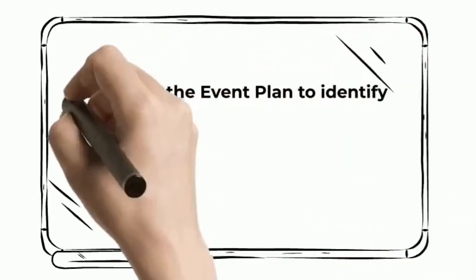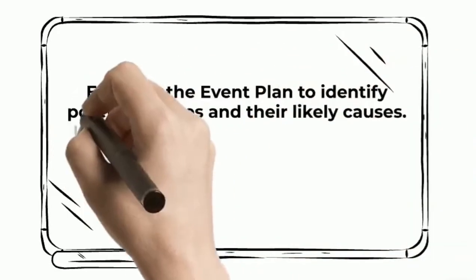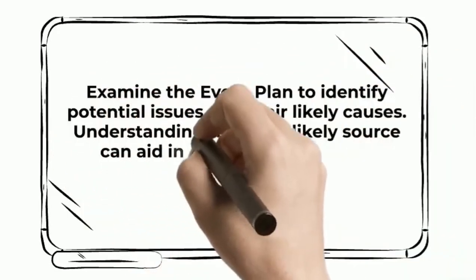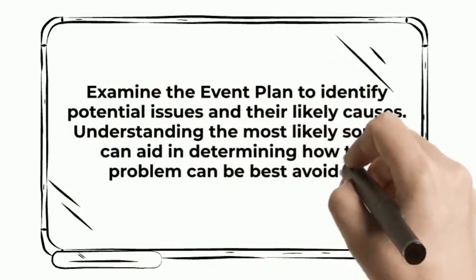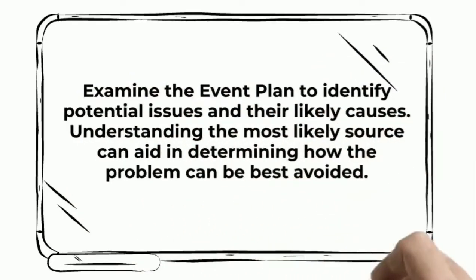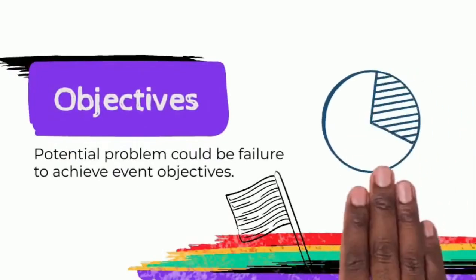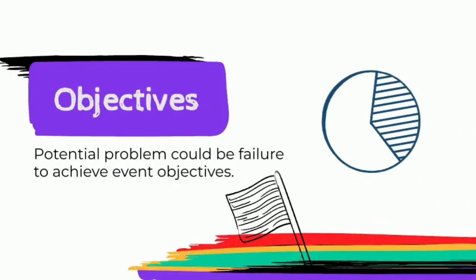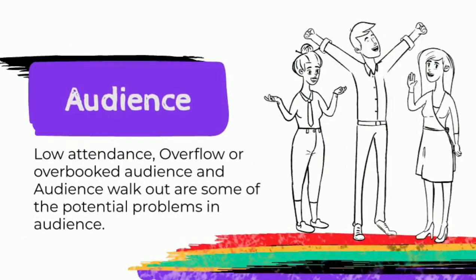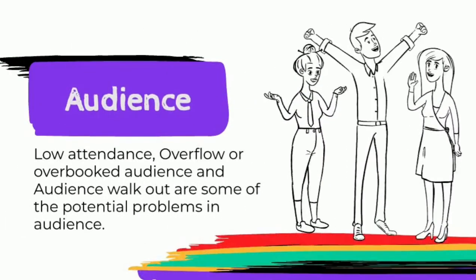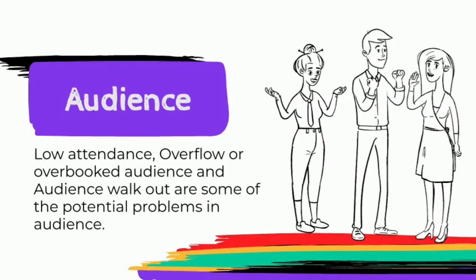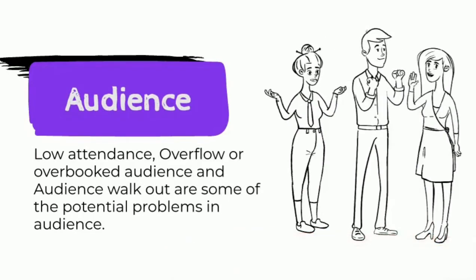Examine the event plan to identify potential issues and their likely causes. Understanding the most likely sources can aid in determining how the potential problems can be best avoided. The following can be helpful in the investigation. Objectives. A potential problem could be failure to achieve event objectives. Audience. Low attendance, overflow or overbooked audience, and audience walkout are some of the potential problems with audience.